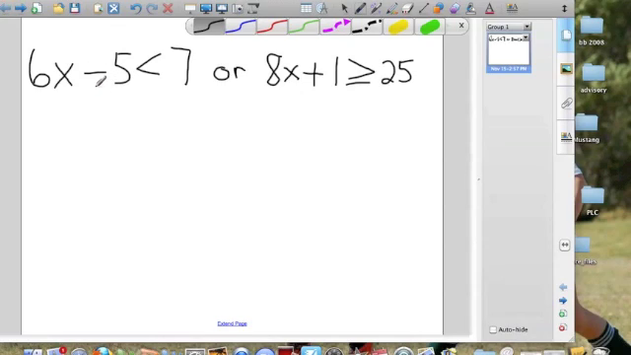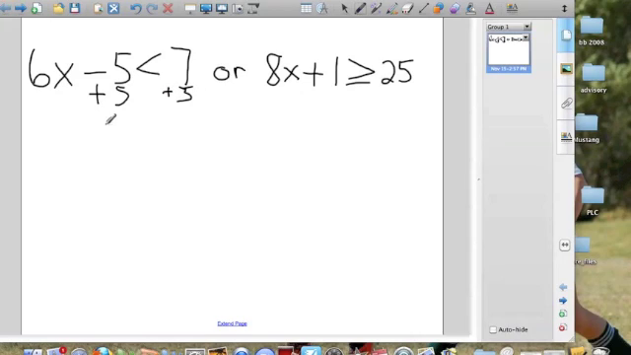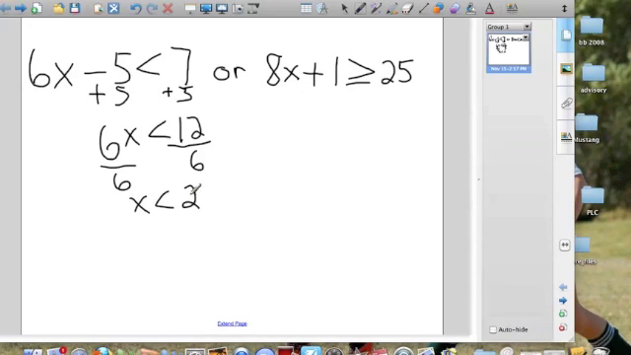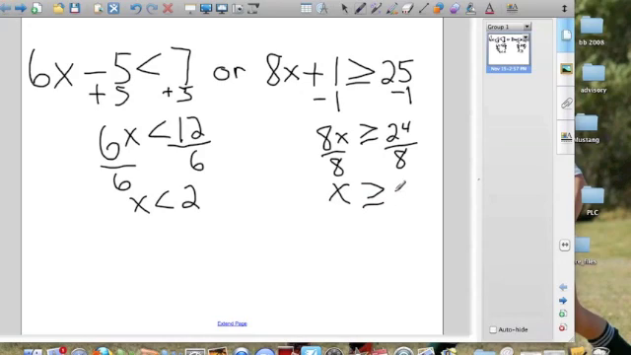So we're going to solve the left side, and we're going to add 5 on both sides of the inequality, and we get 6x is less than 12. We divide both sides by 6, and we get x is less than 2. So we will graph that here in a little bit. On the other side, we have 8x plus 1, so we're going to subtract 1 from both sides, and we get 8x is greater than or equal to 24, and we will divide by 8 on both sides, and we will get x is greater than or equal to 3.